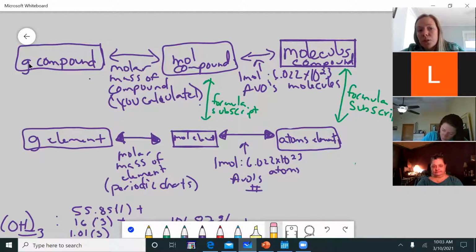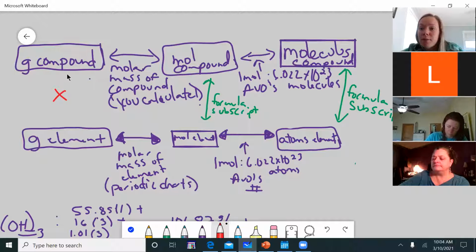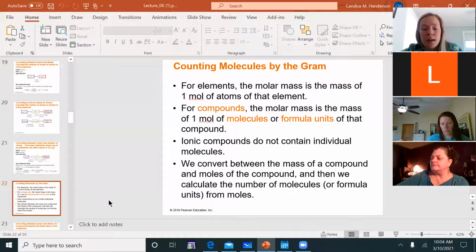Over here, you see where it says gram of compound to gram of element? Put like an X or something. You cannot go directly between those two, okay? So if I have 55 grams of sodium chloride, I cannot directly get the grams of the element. I will have to move in a different way on the flow chart. So no direct way between those two. These two are connected by formula units. So let's look into that a little bit more.